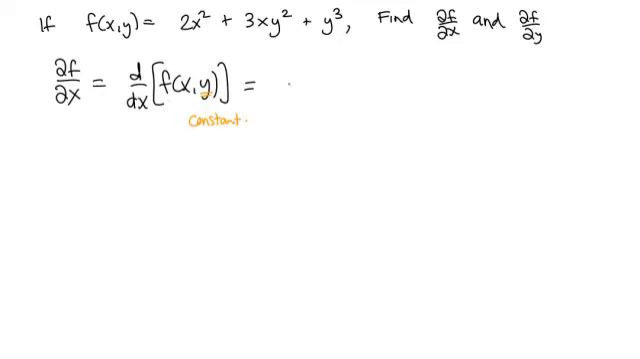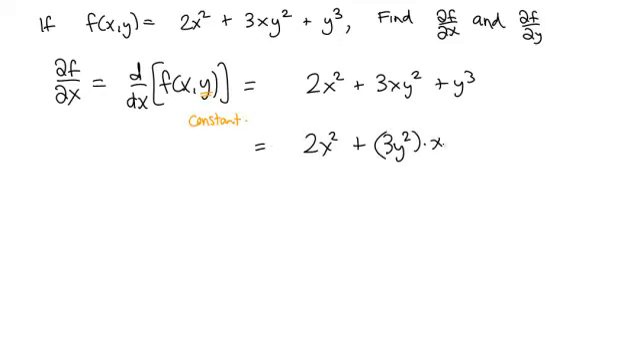So, how will that work here? I've got 2x squared plus 3xy squared plus y cubed. Except now, I want to think of this as 2x squared plus 3y squared times x plus y cubed. I'm grouping it this way because I'm thinking of all of these terms as constants.